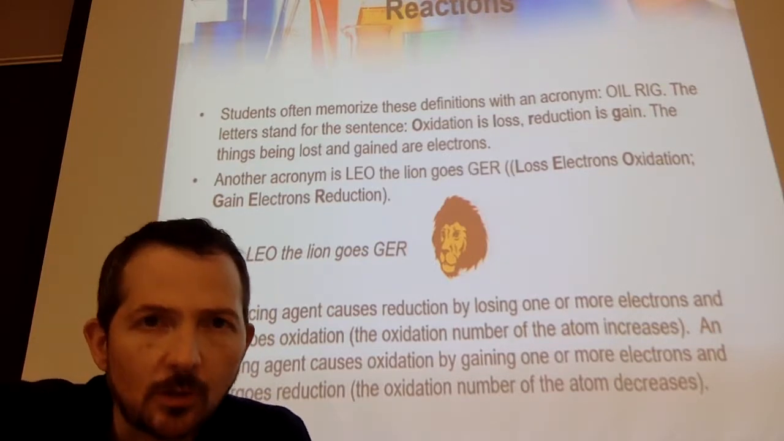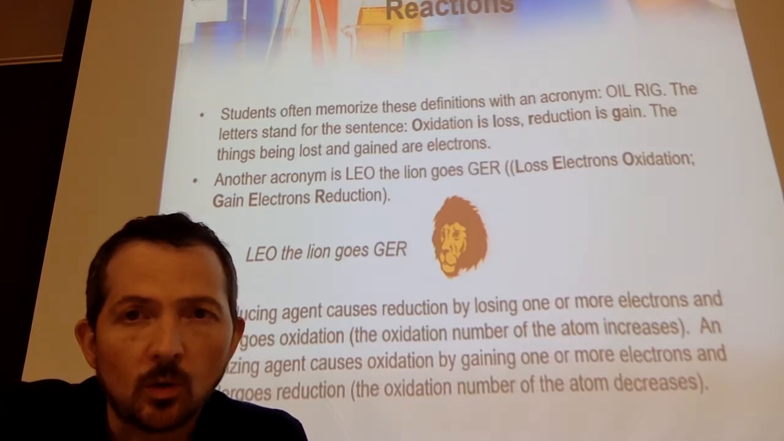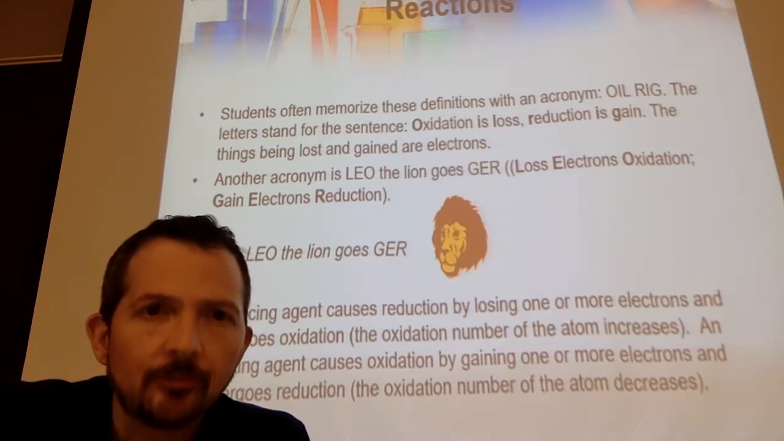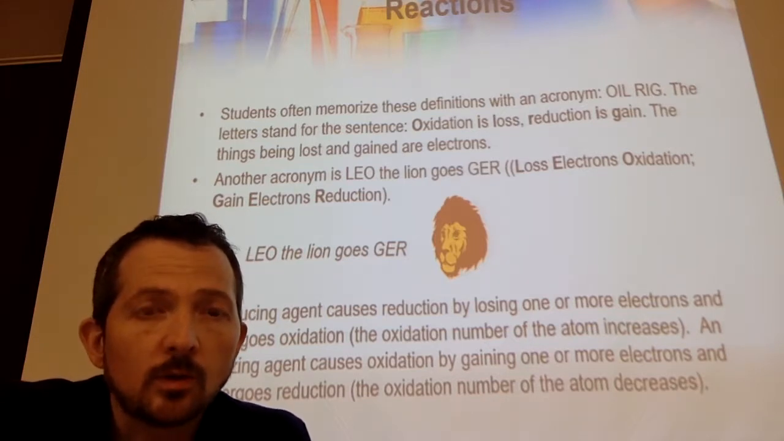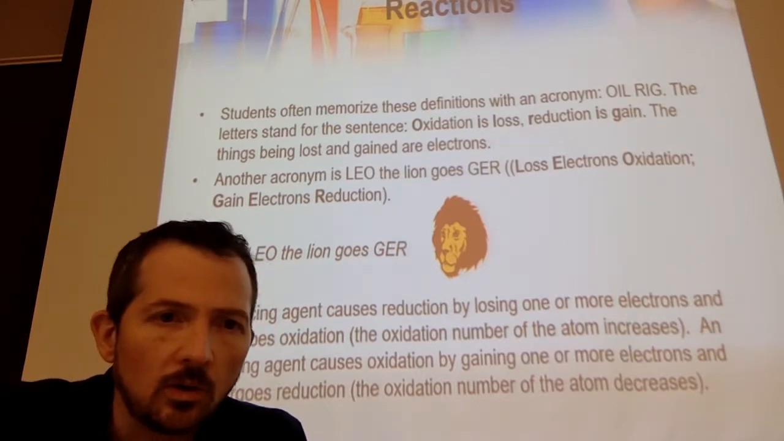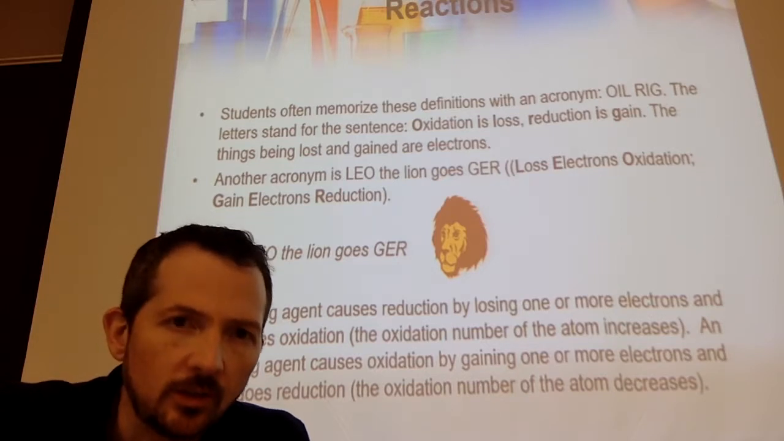There are a couple of different ways to remember this. One is OIL RIG: oxidation is loss, reduction is gain. The one I always remember is LEO the lion goes GER. So LEO: loss of electrons, oxidation. GER: gain of electrons, reduction.